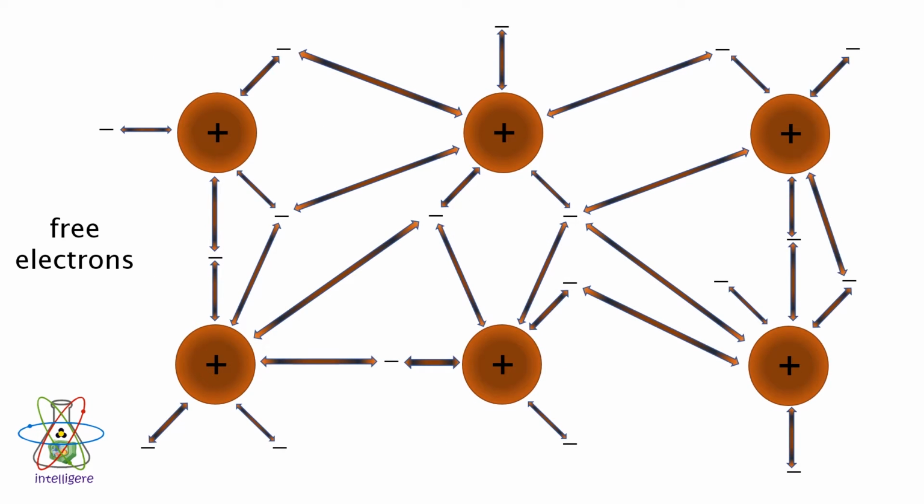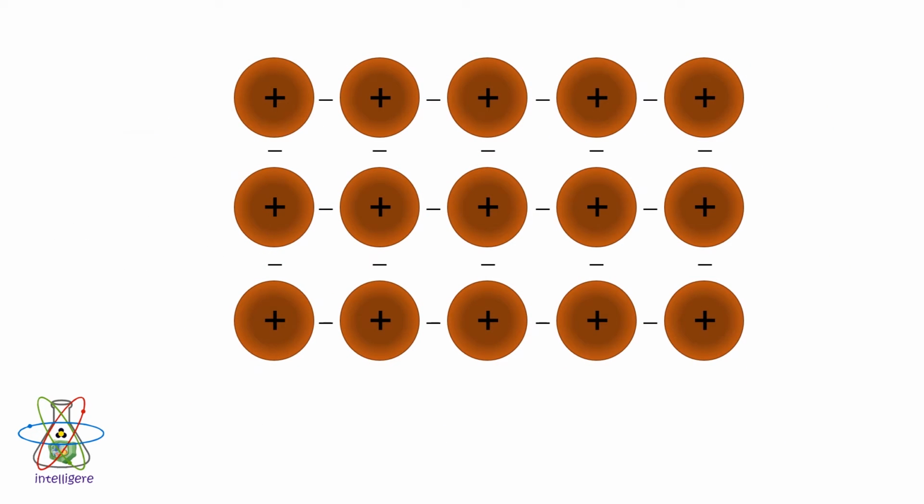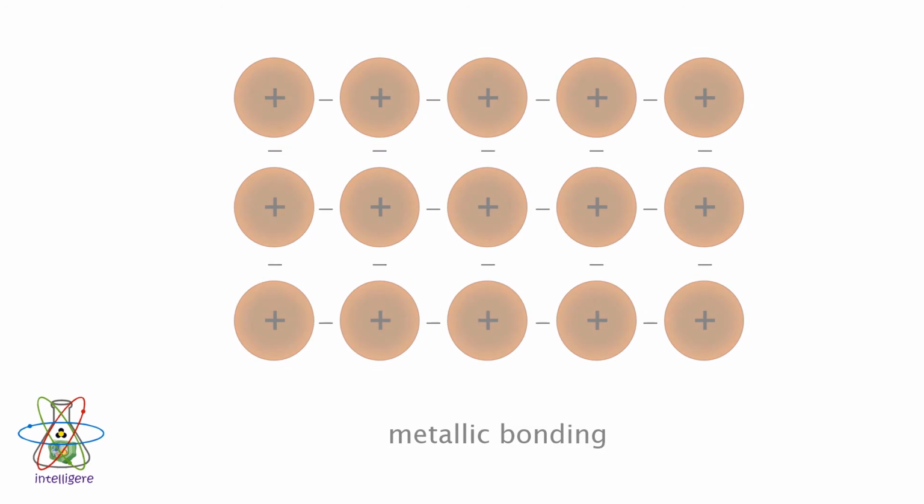The mobility of the electrons ensures characteristic properties. For example, the electrons can transfer heat and electrical energy. These materials are good thermal and electrical conductors.